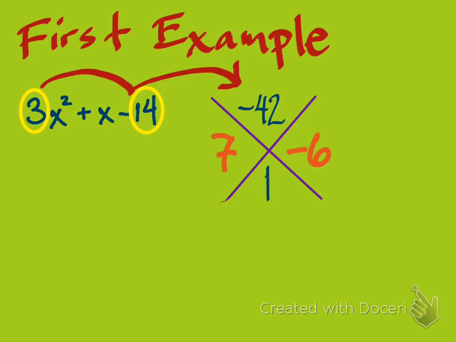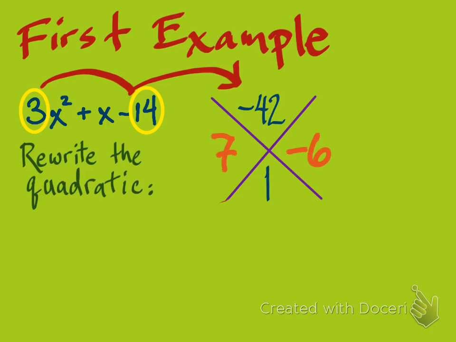Now, you got 7 and negative 6 from this diamond here. What we're going to do is use those numbers to rewrite the quadratic. And you'll see how we do this. The first number is the same, and what we do is we take the 7x and negative 6x. We got that straight from the diamond. That's where we got the plus 7x and the minus 6x. And then the last number is the same. So we're rewriting the quadratic.